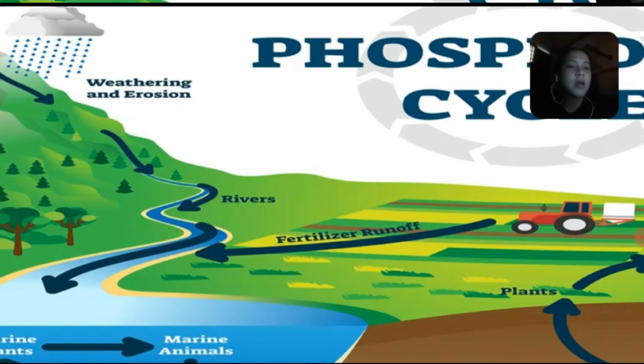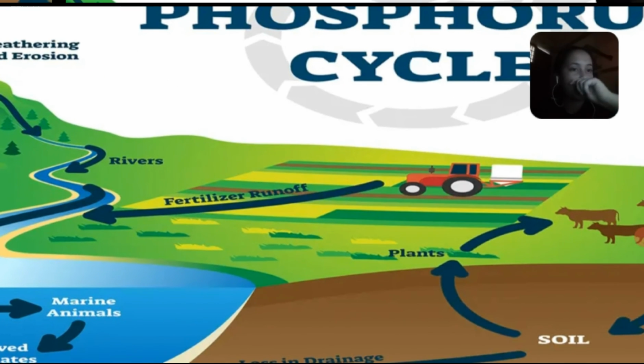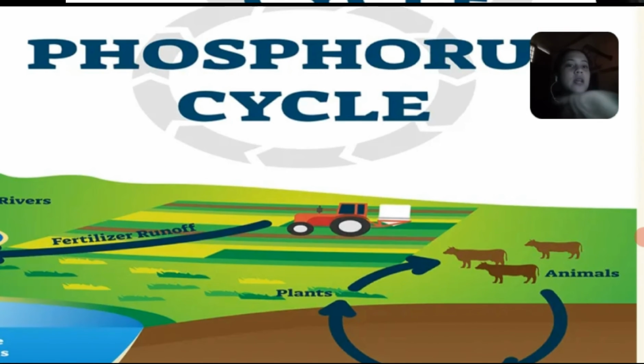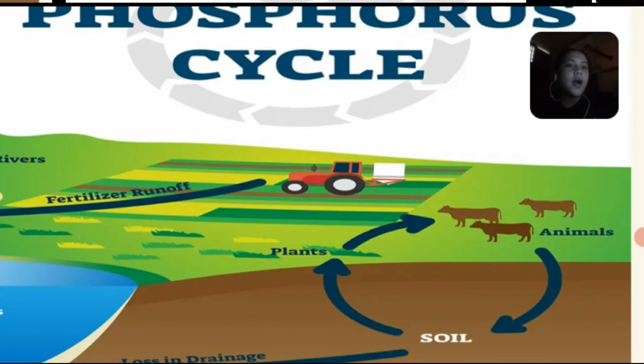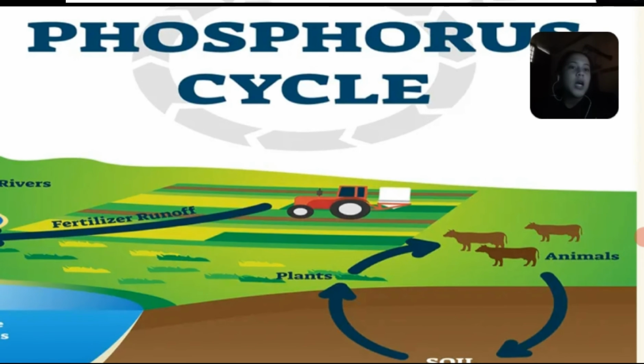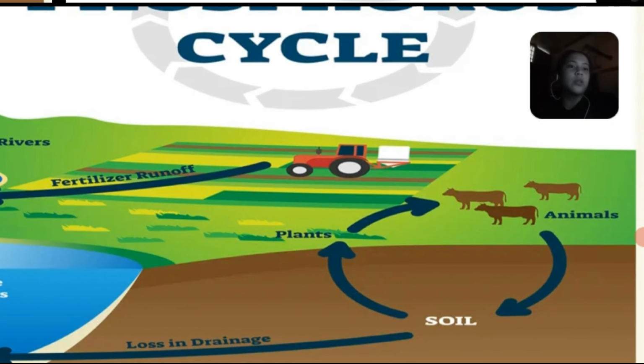And the next step is the absorption by animals. Usually, the animals eat plants. The phosphorus that is in the plants is absorbed by the animals. Then next, the last process is decomposition. Why is decomposition the last process?